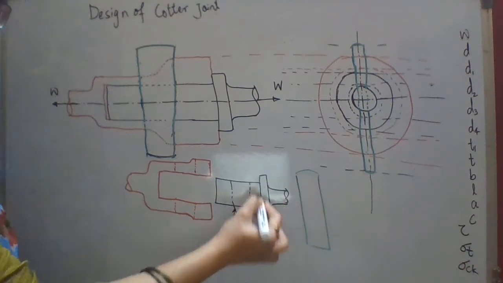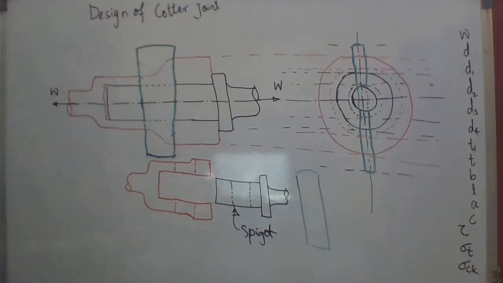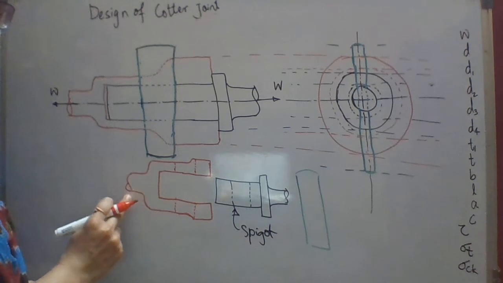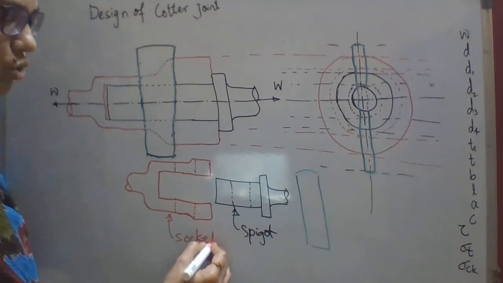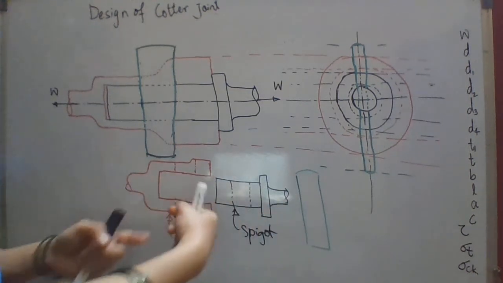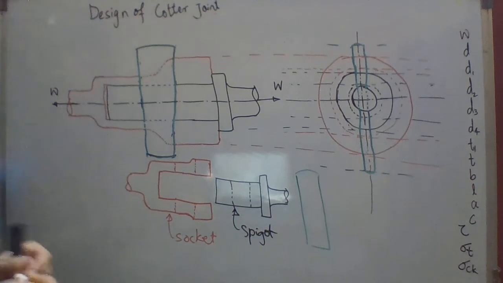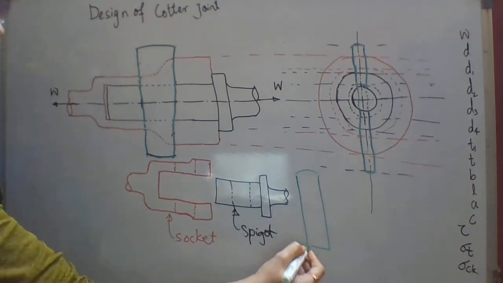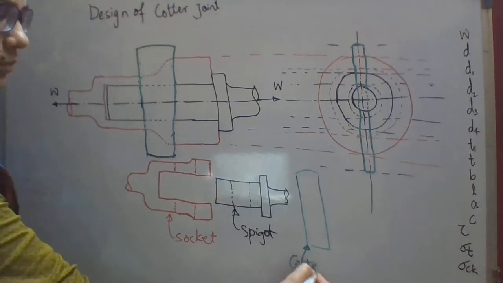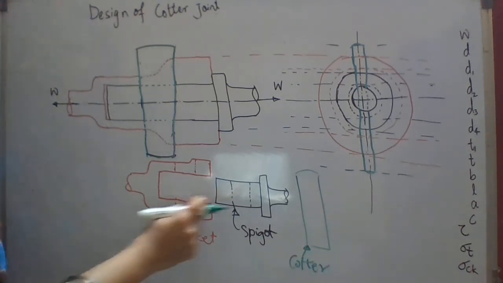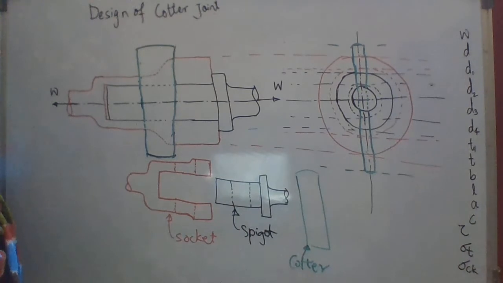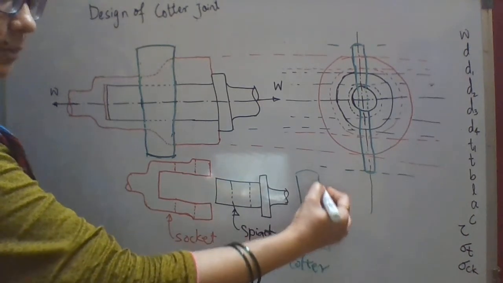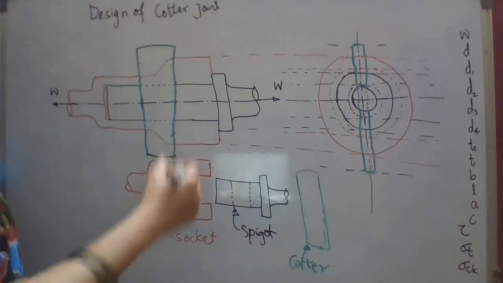So we made its end like a spigot, we gave it that shape. And the end of the second shaft we will give the shape of a socket. So the spigot will go into the socket, and the third part, the locking device, is the quarter. I have drawn the quarter in green. The slot of the spigot and the socket will be of the size of the quarter, and the quarter will be slightly tapered.